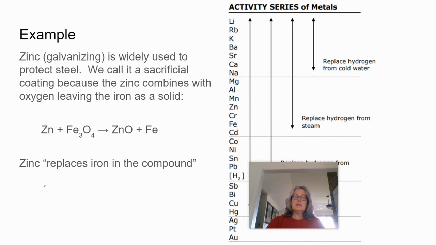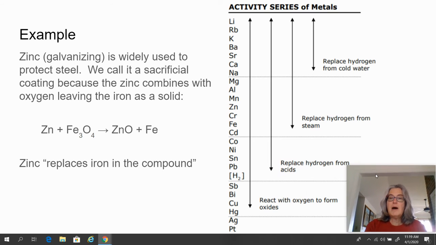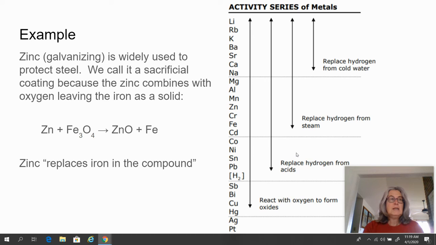Example, zinc is widely used to protect steel in a process called galvanizing. It can be hot dipped, it can be electroplated, but it's put on the surface of the steel. It's a way better protection than paint, because if you get a chip in your paint, you'll get a pit, but if you get a hole in your zinc, the zinc will still protect it.